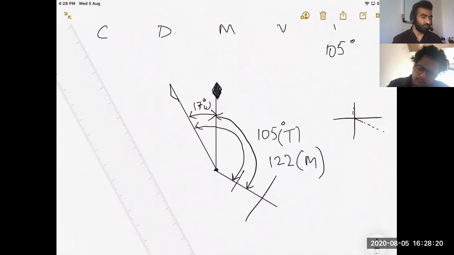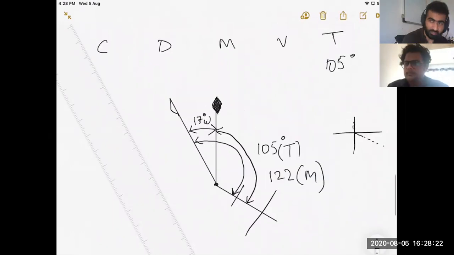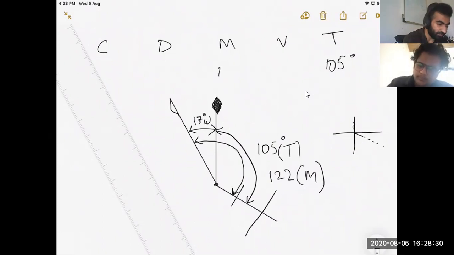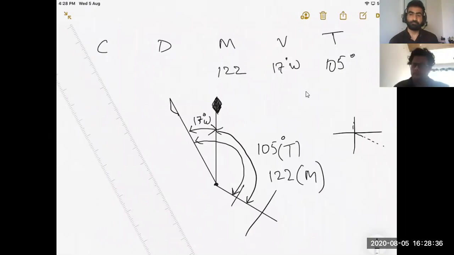Now let's do a similar sum. So write down in this table. I hope you can see the whiteboard. Variation. So first you had true 105, then you had magnetic 122. Now you have 17 degrees west. Simple. Good. You got the answer.